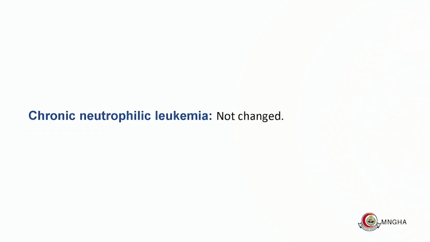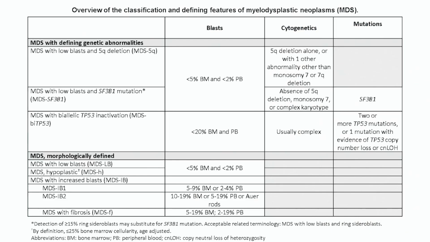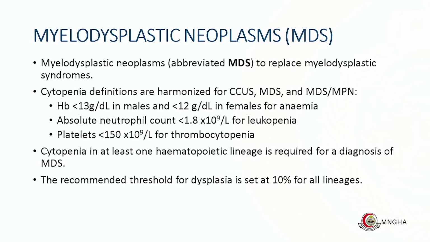Nothing changed about the chronic neutrophilic leukemia. For myelodysplastic syndrome, of course, myelodysplastic syndromes is a presence of cytopenia in at least one of the hematopoietic lineages, and this is a requirement for the diagnosis. Also, it's recommended that the threshold is the same, which is 10% in all lineages. In this edition, they changed the name from myelodysplastic syndrome to myelodysplastic neoplasm, but they kept the abbreviation as MDS.